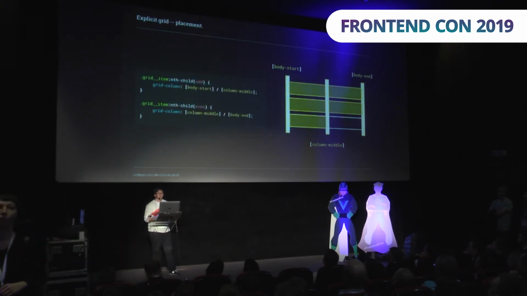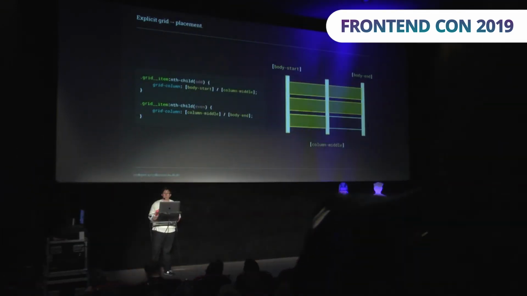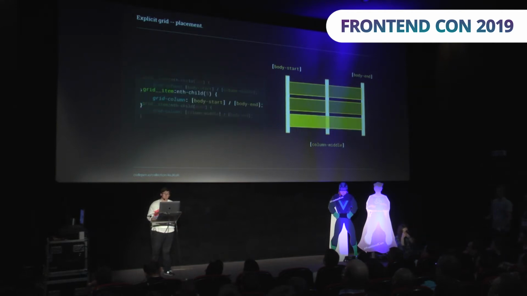By using the track line names, we can easily set all odd columns to start at body start and end at column middle, by using the shorthand of grid column start and grid column end. And the even columns can start at column middle and end at body end. We can also use this to span multiple columns. Here we've set the 5th item to start at body start and end at body end, which means it spans both columns. Naming track lines just really makes your CSS much more readable.